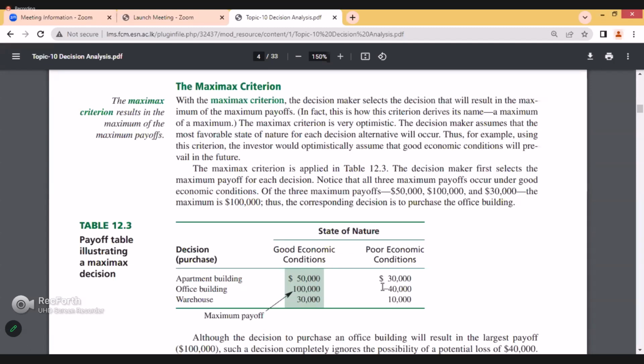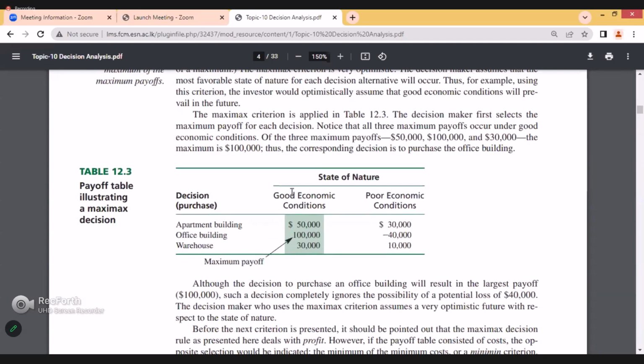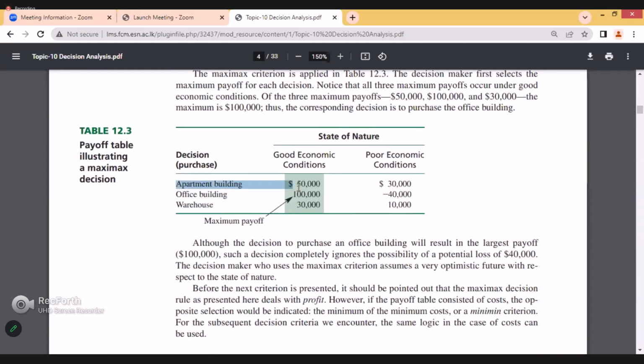Right? So that is the maximax criteria. According to the maximax criteria, you simply have to look at each decision. If you purchase an apartment building, what is the maximum? It is 50,000. That is the maximum, because for these decisions we compare to decide the maximum.